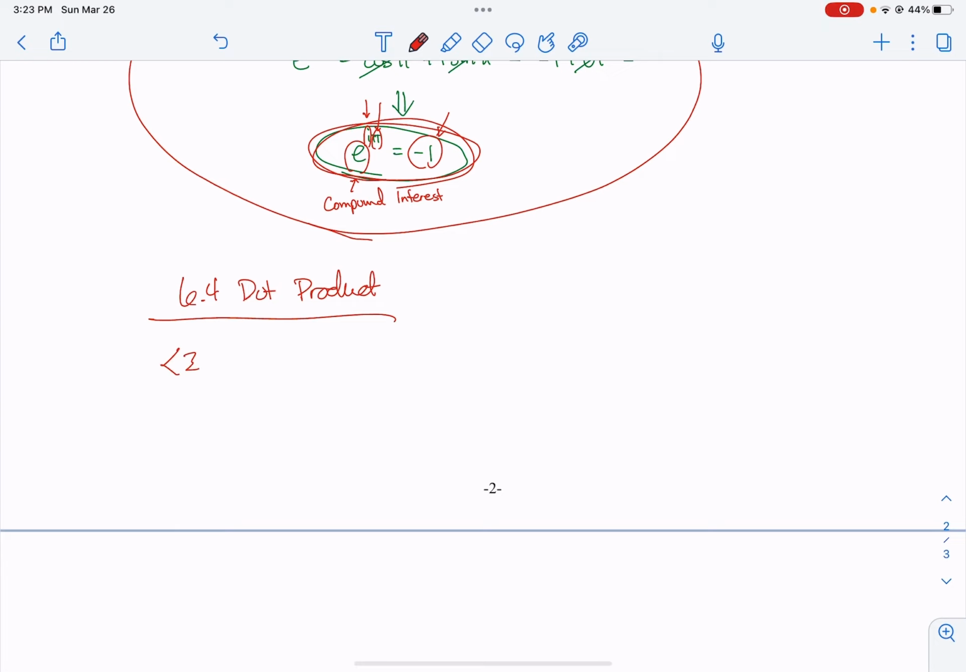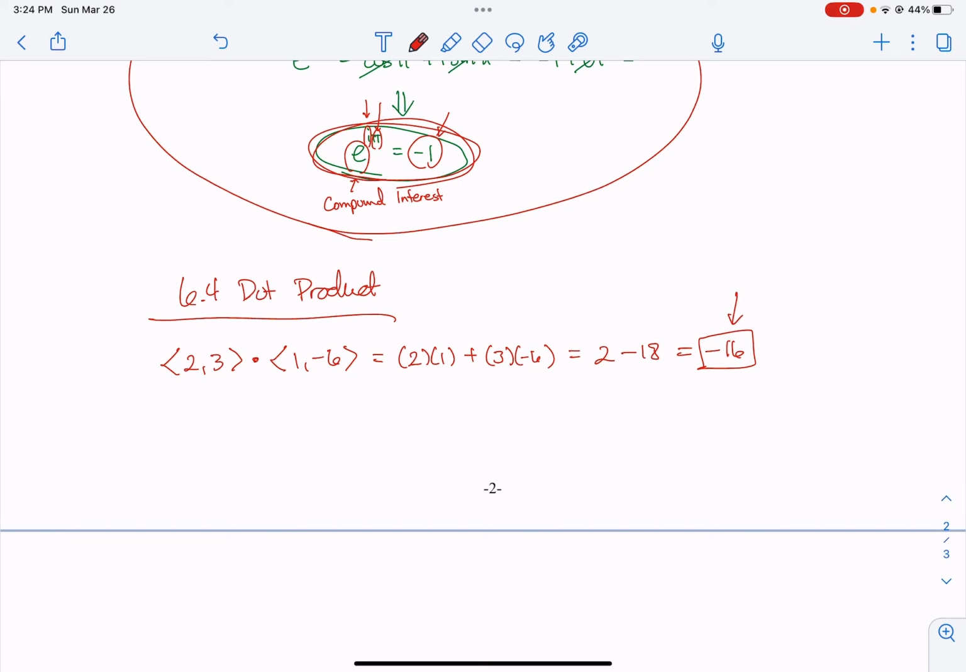If I gave you two random vectors, the dot product is essentially what happens if you multiply each component together, right? So this turns into 2 times 1, and then you add to it 3 times -6. So that turns into 2 minus 18. So in this case, the answer would be -16. When you do the dot product, you do it with two vectors, and you end up with a number at the end. That's kind of weird stuff.